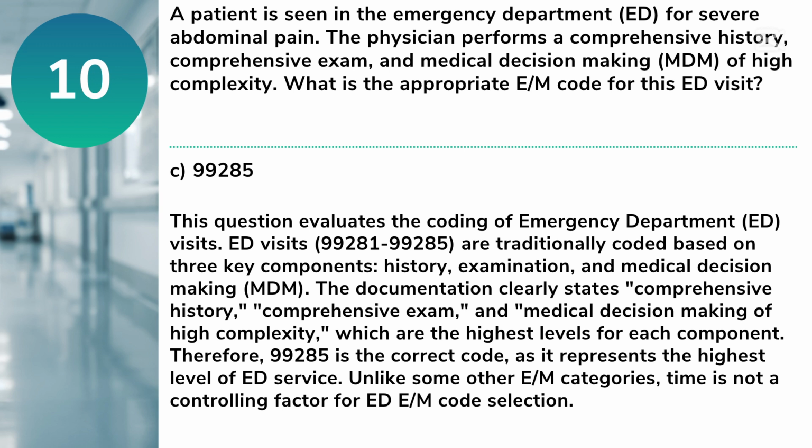The documentation clearly states comprehensive history, comprehensive exam, and medical decision-making of high complexity, which are the highest levels for each component. Therefore, 99285 is the correct code, as it represents the highest level of ED service. Unlike some other E/M categories, time is not a controlling factor for ED E/M code selection.